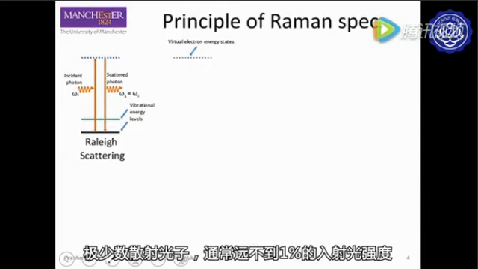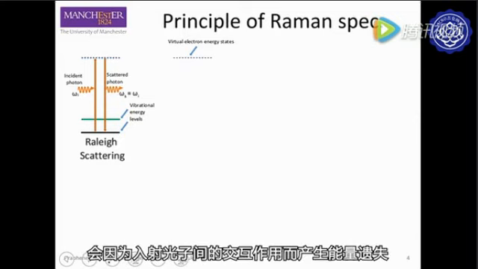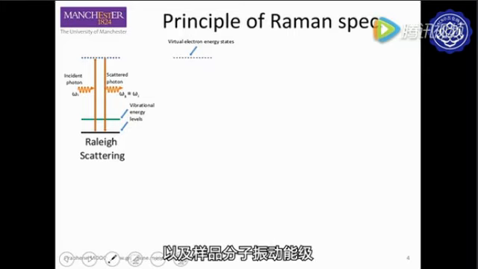A very small amount of scattered photons, usually much less than 1% of the incident light intensity, is shifted in energy from the laser frequency due to interactions between the incident photons and the vibrational energy levels of the molecules in the sample. Molecular vibrational modes are also known as phonons, just like electromagnetic vibrations are known as photons.